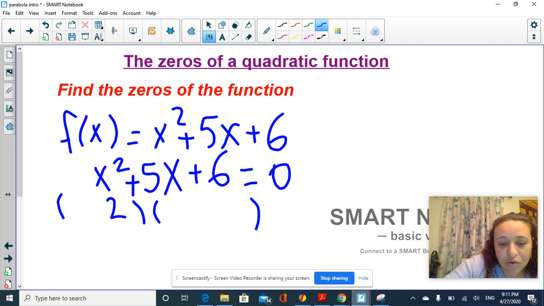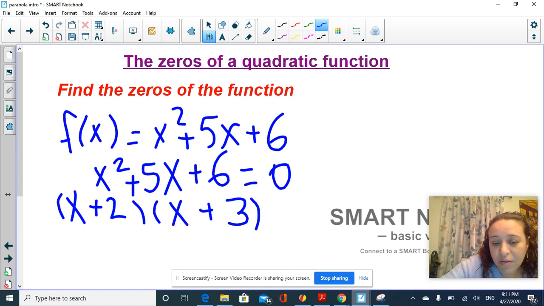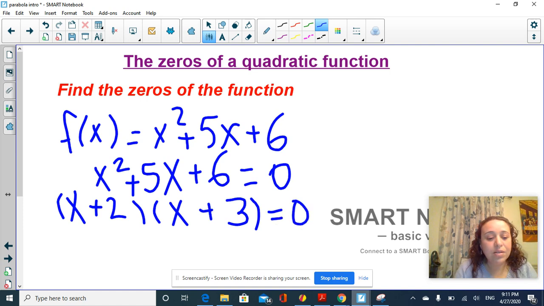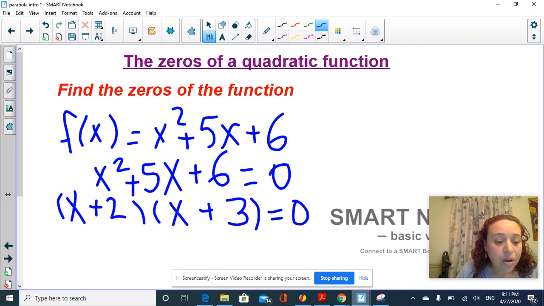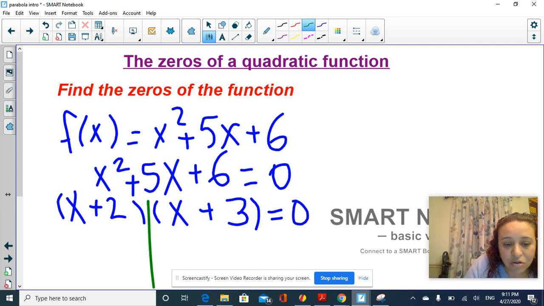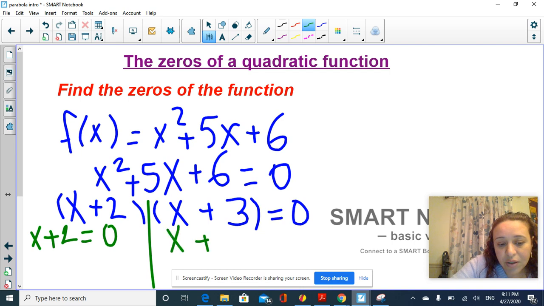2 times 3, that's correct. X squared, if you factor it, will be x and x. Both of these are positive. And we have two factors now. X plus 2 multiplied by x plus 3 gives you 0. Solve. Then we will divide this page into 2. X plus 2 equals 0, or x plus 3 equals 0.